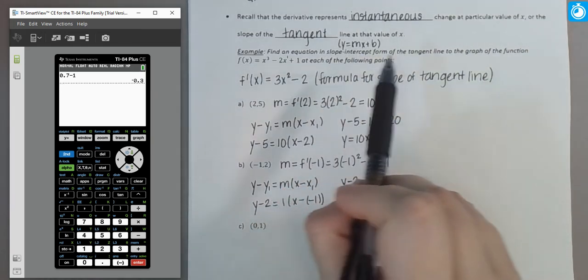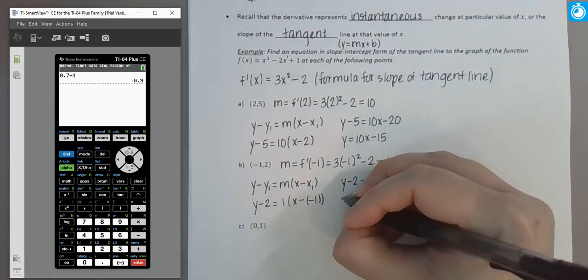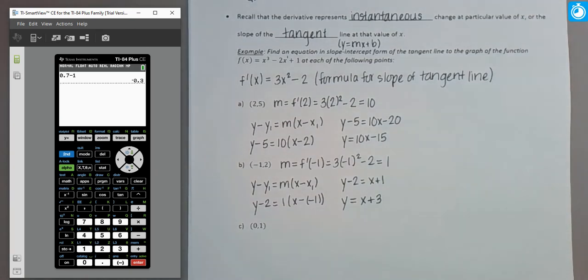And because we want slope-intercept form, we need to isolate our y. Add the 2, combine your like terms. So y is equal to x plus 3. Now notice we have a totally different line, different slope, different y-intercept. That's because we're talking about a different location on this graph. We're talking about the tangent line at each of these locations. So because these are at very different locations, the graph looks different at each of these locations. So the tangent line will also look very different at each of these locations.